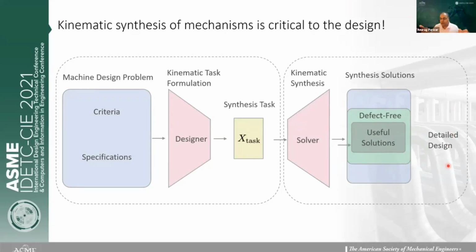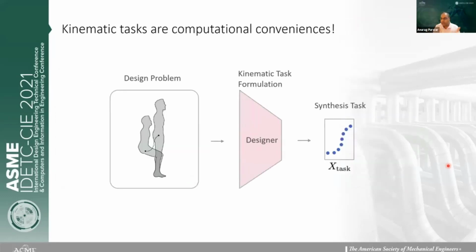And you can see there are 2 boxes over here. So I'm going to focus on the left side, which is more like the kinematic task formulation. And I'm going to focus on the synthesis side and reiterate basically what I just said before, okay? So here is our sit to stand problem. And I'm just going to use that as an example for this.